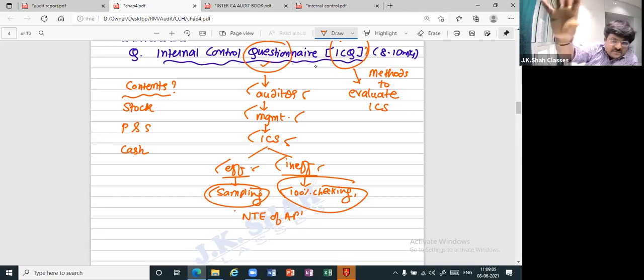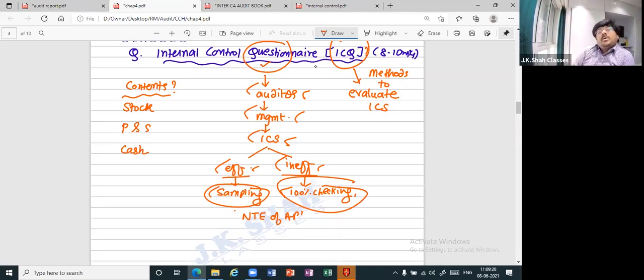So that is our ICS for stock. Management, tell me, what is your ICS for purchase and sales? The management will tell: we have a purchase manager who is only authorized for purchase transactions. We have a sales manager who is there for nothing but sales transactions, and all the credit sales or cash sales which are done. So ultimately, I hope that we have nothing but segregation of duties, and therefore that is our ICS for the purpose of purchase and sales.